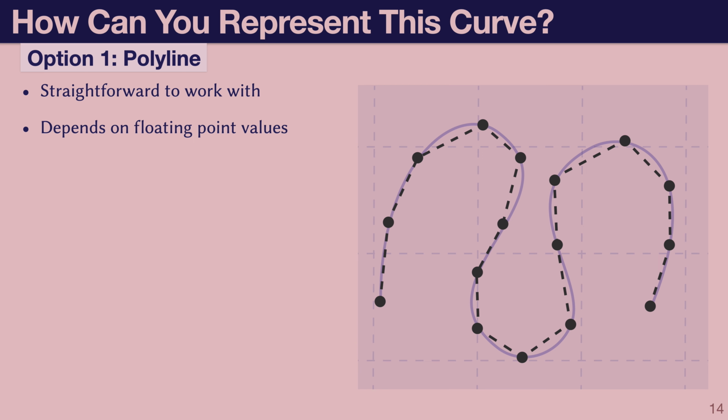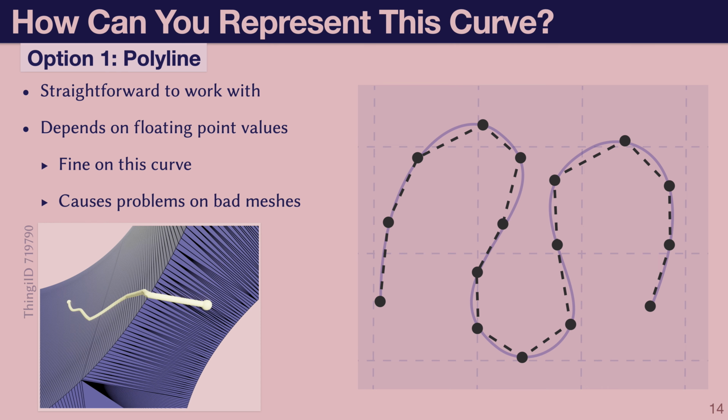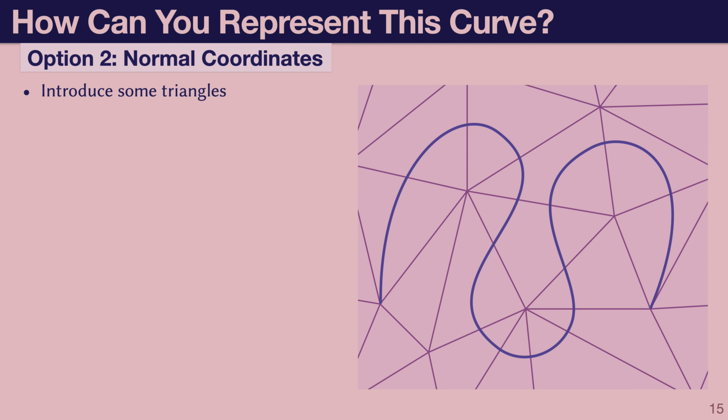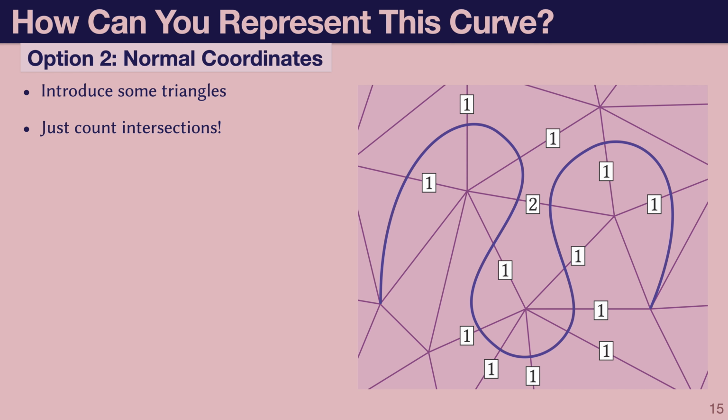Now, for a nice curve like this in the plane, this is not a problem at all. However, we eventually want to work with curves that lie along terrible meshes, in which case the dependence on floating point can actually cause all sorts of errors. Hence, we draw upon a very different approach, normal coordinates. Topologists imagine that instead of just working in the plane, we have some triangulation of the plane that our curve sits on top of. Then, we simply count how many times our curve intersects each edge of the triangulation.